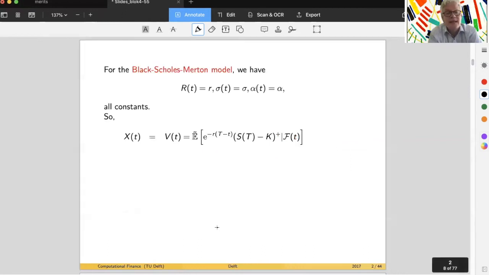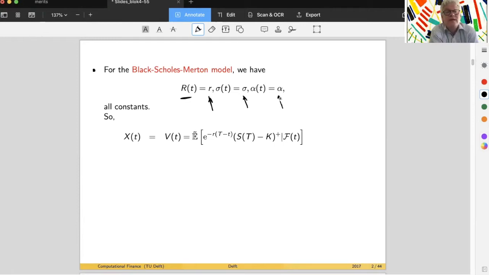And now the next step is that we are going to look at the Black-Scholes-Merton model. So we make particular choices in this case for all the variables appearing. Particularly R, the interest rate process, is considered to be constant, little r. The volatility, sigma t, is also considered to be constant, sigma. And also the process alpha is considered to be just alpha. They are all constants in the Black-Scholes-Merton model.